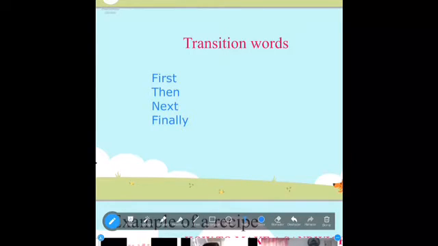Copy this, please, transition words. These transition words will help us to follow a sequence of our recipe, okay?